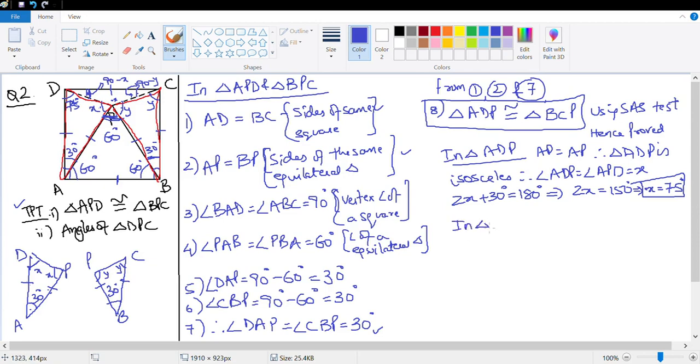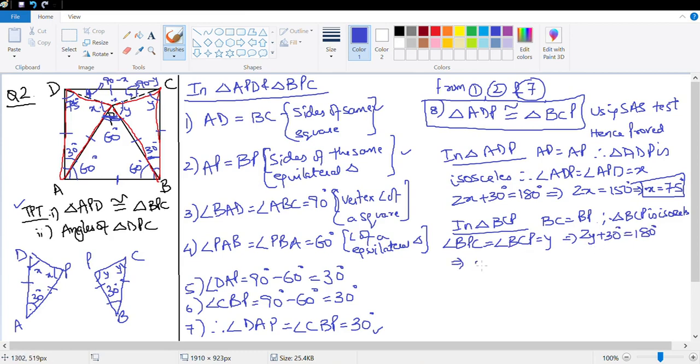Similarly, in triangle BCP, BC is equal to BP. Therefore, triangle BCP is isosceles. So, therefore, angle BPC is equal to angle BCP is equal to y, which means 2y plus 30 degree is equal to 180 degree, which means y also is 75 degree. Perfect. So this angle is also 75 degree. This angle is 75 degree. This angle is 75 degree.